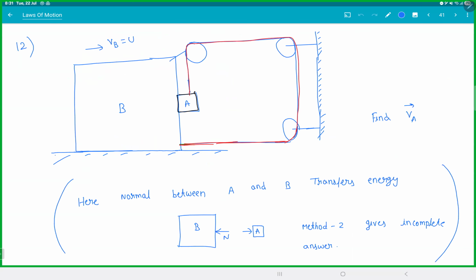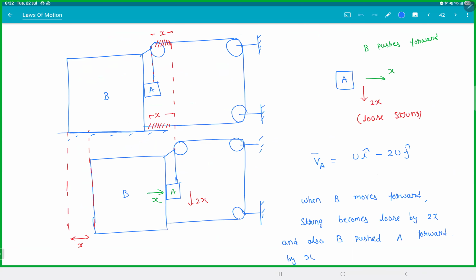Whenever this block B goes forward, if you see, the motion is not happening only due to the tensions, but it is also happening due to the normal reaction between them. So if you try to use the power method, you won't get a complete answer. You will get the acceleration in the vertical direction, but you'll never get the horizontal component. So we did something of this sort.